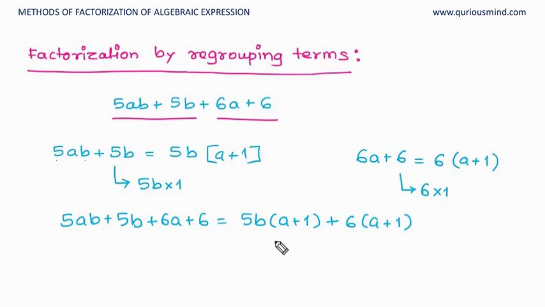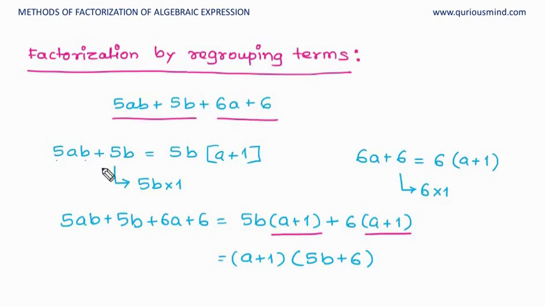This is one term, this is the second term. And here also I see that a plus 1 is common between them. So I can take a plus 1 out. And what do I get? The remaining is 5b plus, and here 6. So I have factorized this expression as a plus 1 into 5b plus 6, two factors. And this is the factorization by regrouping terms.